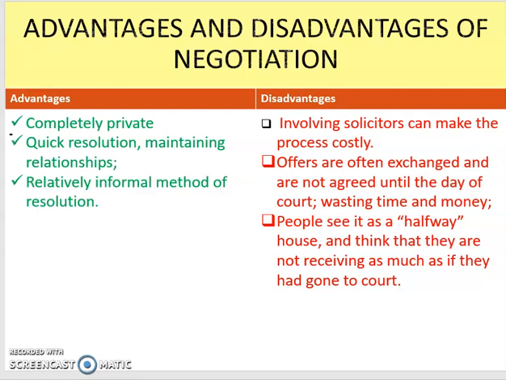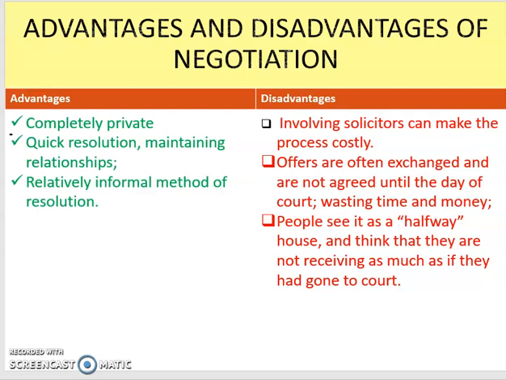Remember, if you sue someone in court, it's very unlikely that they're going to want to have a relationship with you in the future. So if you're a business wanting to continue to use a particular supplier, for instance, negotiation is going to be preferable than going to court because they're more likely to want to trade with you in the future. You're going to be closing that door if you sue them in court.